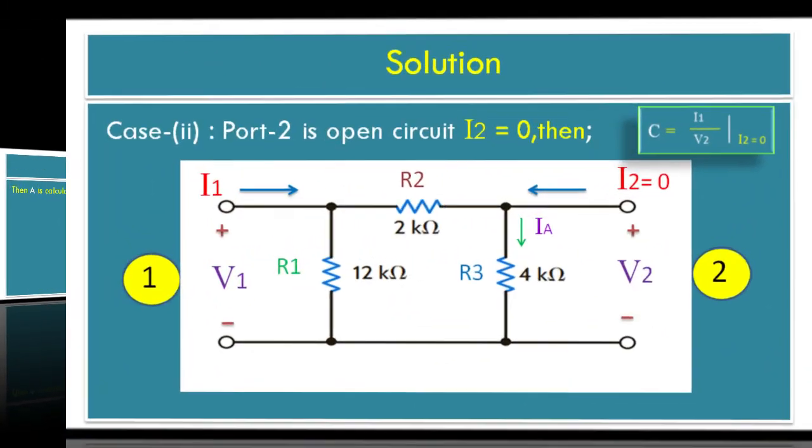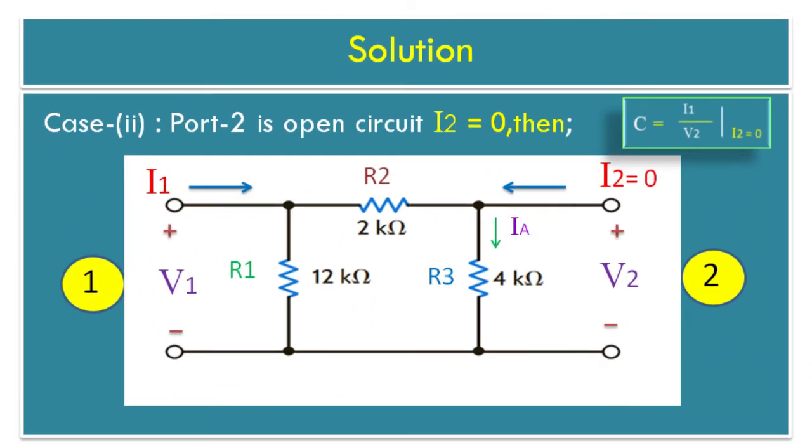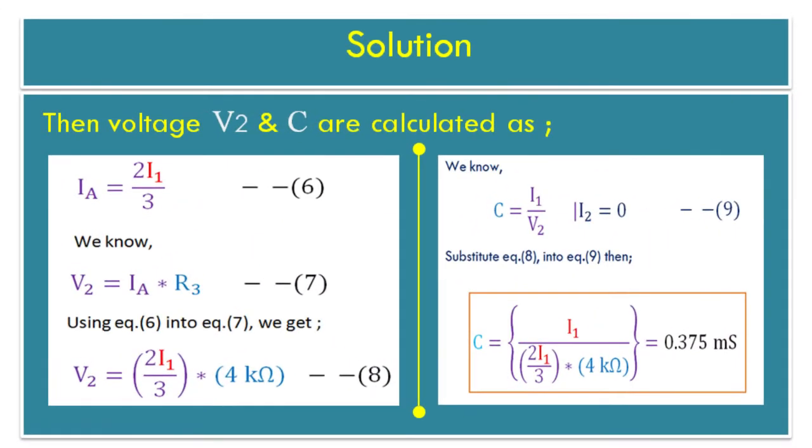Solution case 2. We are obtaining transmission parameter coefficient C is equal to current I1 upon voltage V2 with current I2 at port 2 is 0, means obtaining voltage V2 in terms of current I1. Now voltage V2 and coefficient C are calculated as refer the previously studied diagram of case 2. Current IA is equal to 2I1 upon 3 given by equation 6.